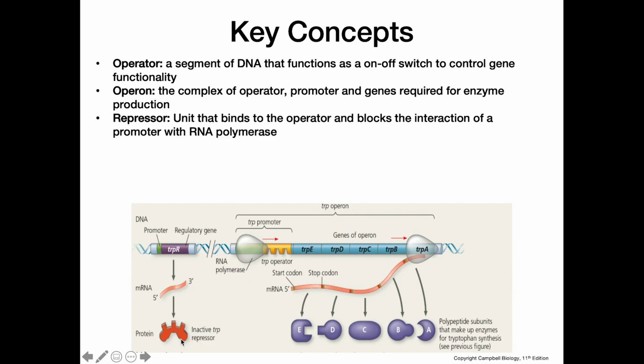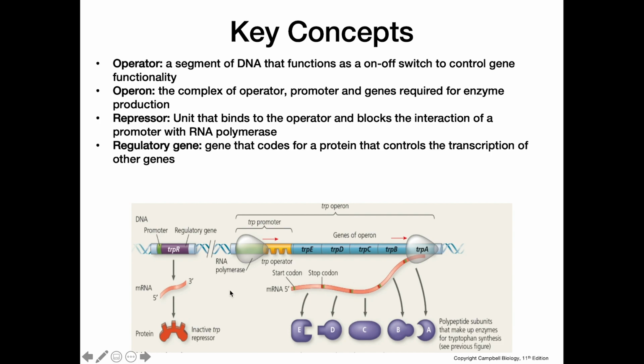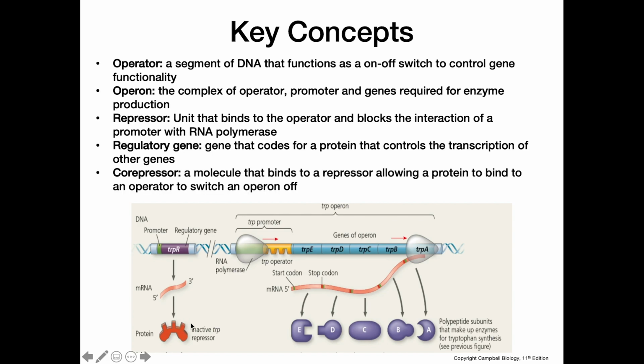A repressor is this molecule right here. It is a molecule that is capable of binding to the operator to prevent the association of RNA polymerase with the promoter and therefore prevent these genes from being transcribed. A regulatory gene is the gene that encodes this repressor protein. Lastly, a co-repressor is a molecule that binds with the repressor, which allows the repressor to become active and then bind to this operator to prevent the transcription of the genes in the operon.